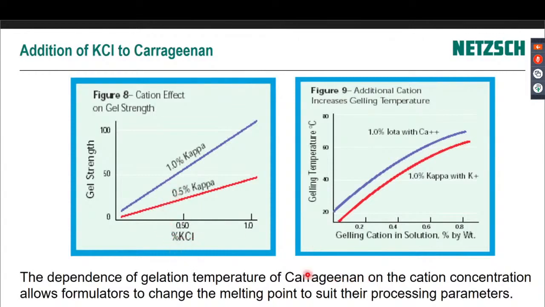calcium or potassium. So in this case, we've got 1% kappa carrageenan or 0.5%. You can obviously see the modulus is dependent on the amount of carrageenan in there, but also on the amount of potassium ions in there. So it's actually a direct relationship. And there's another one, 1% kappa or 1% iota carrageenan with potassium ions or calcium ions. And you can see as you add more and more ions, it gets thicker.